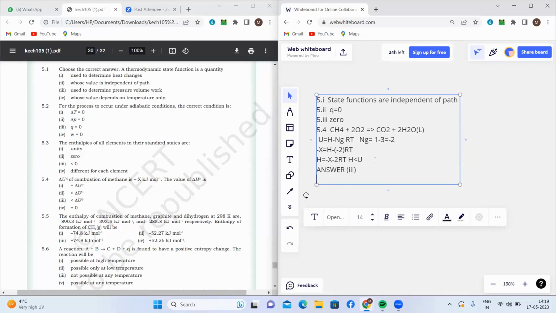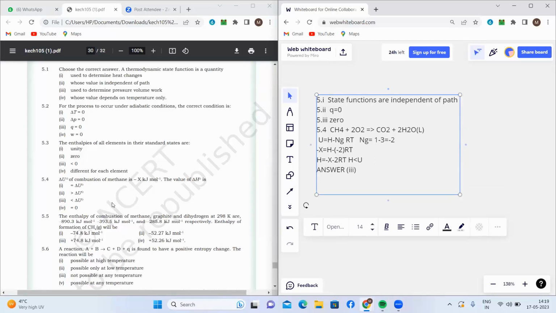Okay. So let's move ahead to the next question. In this question, we are given the enthalpy of combustion of methane, enthalpy of combustion of graphite, and enthalpy of combustion of dihydrogen. And we have to calculate the enthalpy of formation of CH4 gas. Here also we have to write reactions and then proceed further. Then only we can do something.